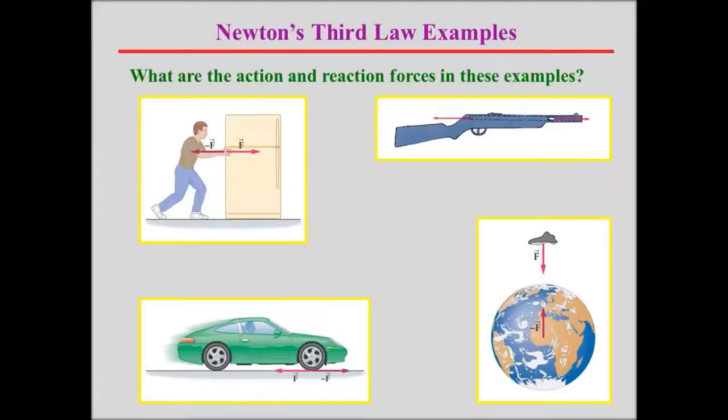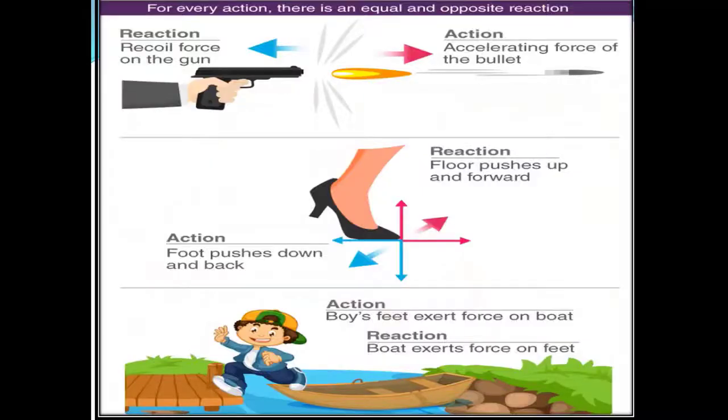These are also some examples where you can see that from a gun, when a bullet goes out, the gun also gives its reaction. That is, the action is the accelerating force of the bullet, whereas the reaction is the recoil force on the gun.